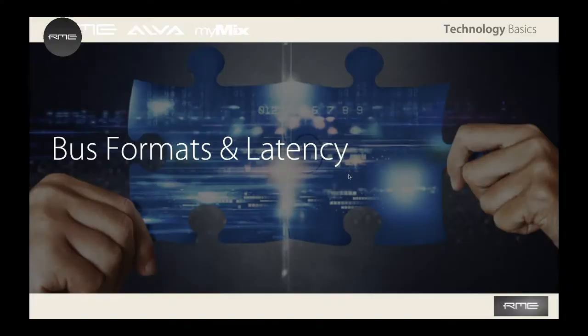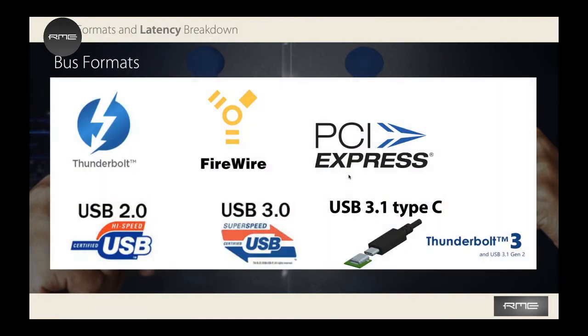Okay, now a little bit very short. I will not go too deep in that subject. It is bus formats and latency. It's an often discussed topic when it comes to interfacing. So you have all these kinds of bus formats: Thunderbolt, FireWire, PCI Express, USB 2, USB 3. They all have their advantages and disadvantages, but first of all, with RME, we now concentrate on actually three types of connection. That is USB 2, USB 3, PCI Express, and Thunderbolt.